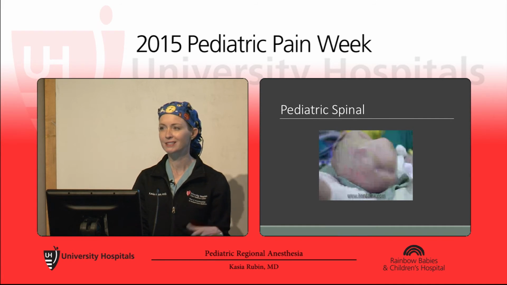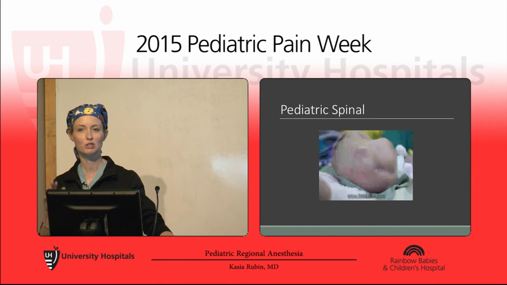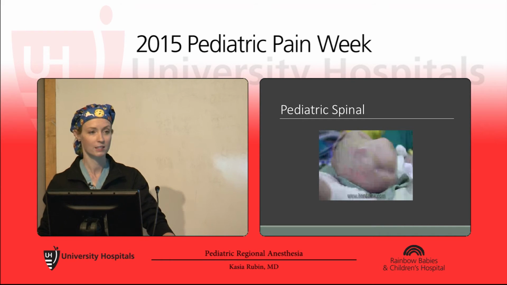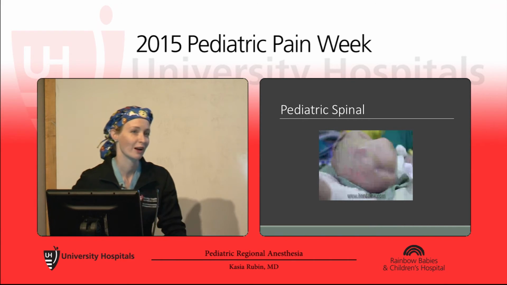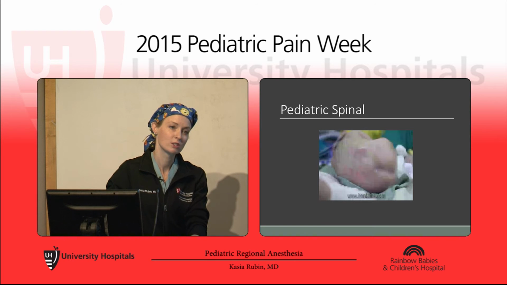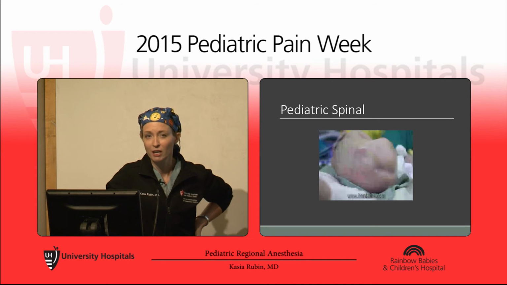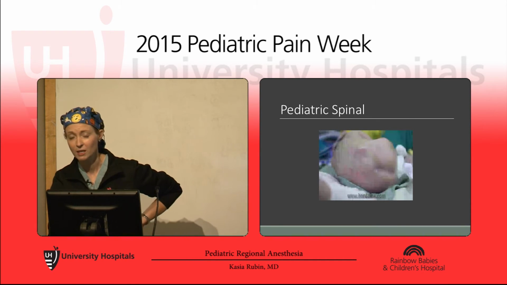This is important because in 1898, going all the way back to our history, August Bier liked to experiment on himself, as we know from his Bier block. But when he was trying to figure out neuraxial anesthesia, he actually had his assistant performing these on him too.